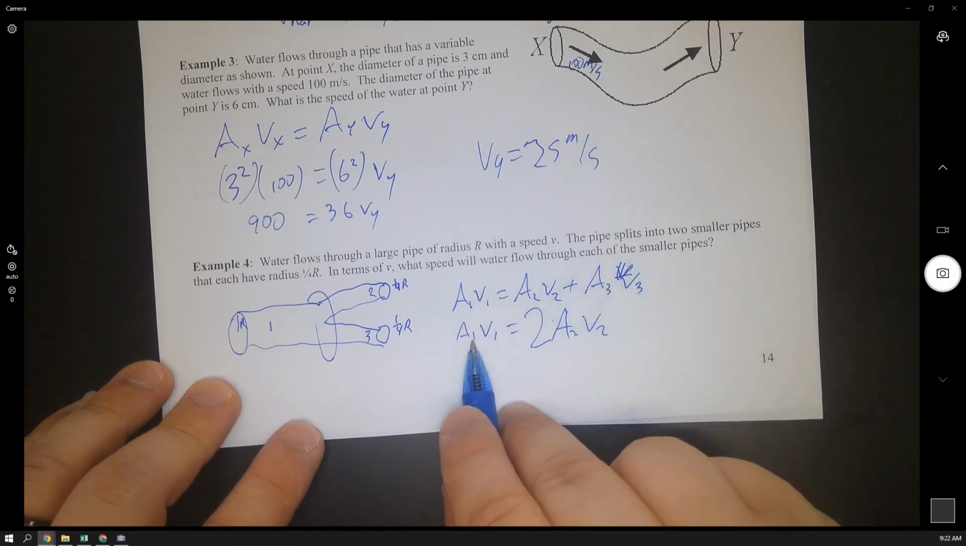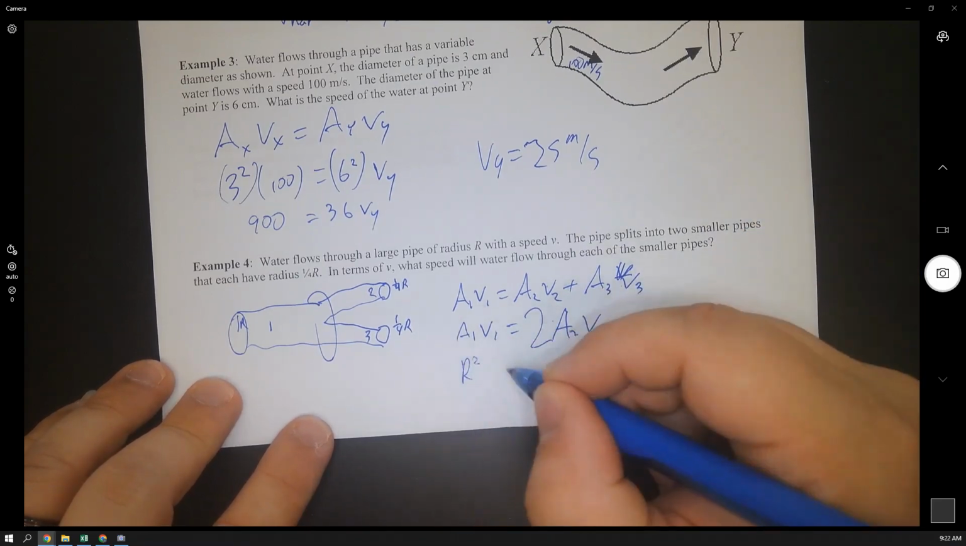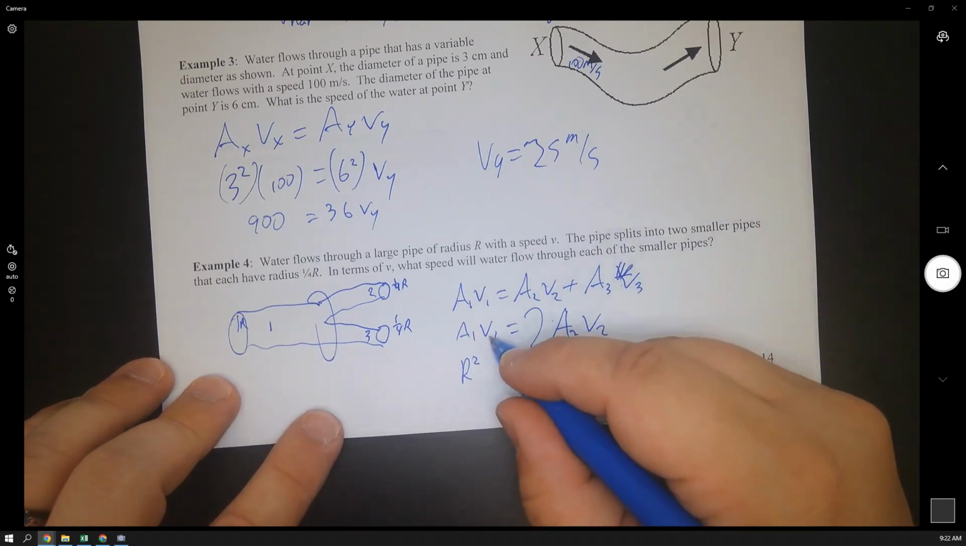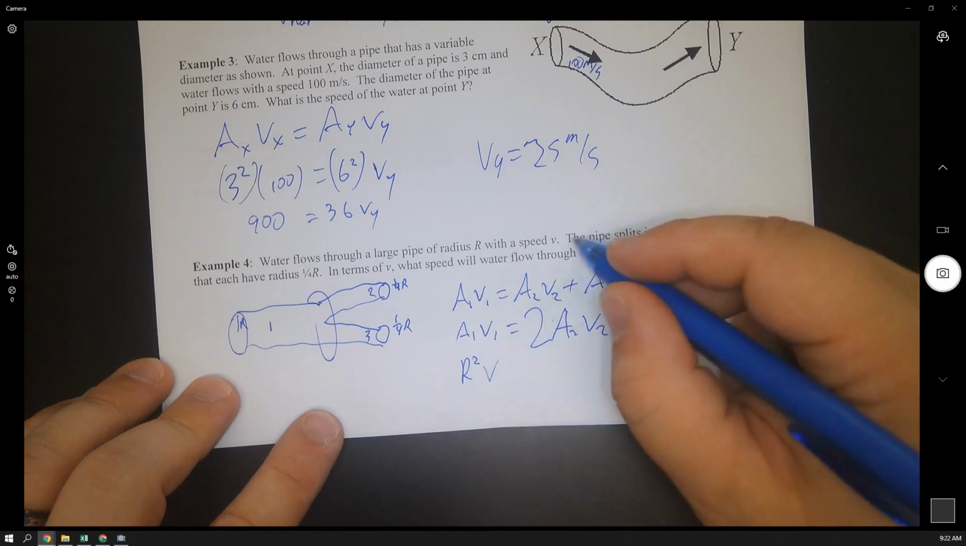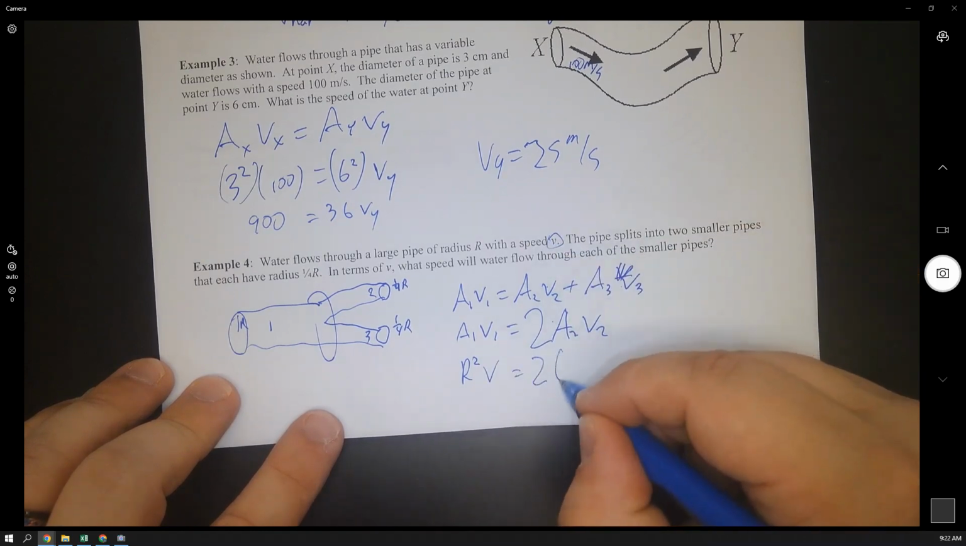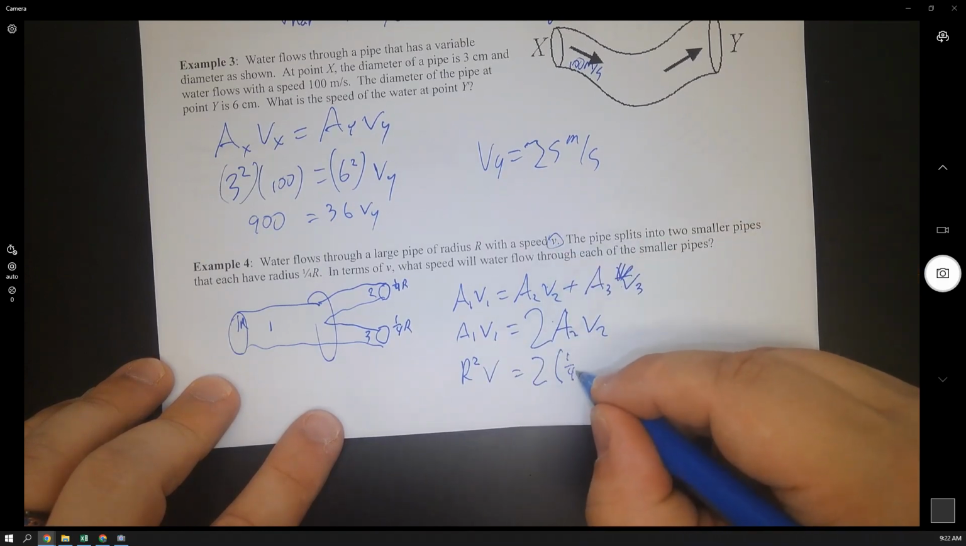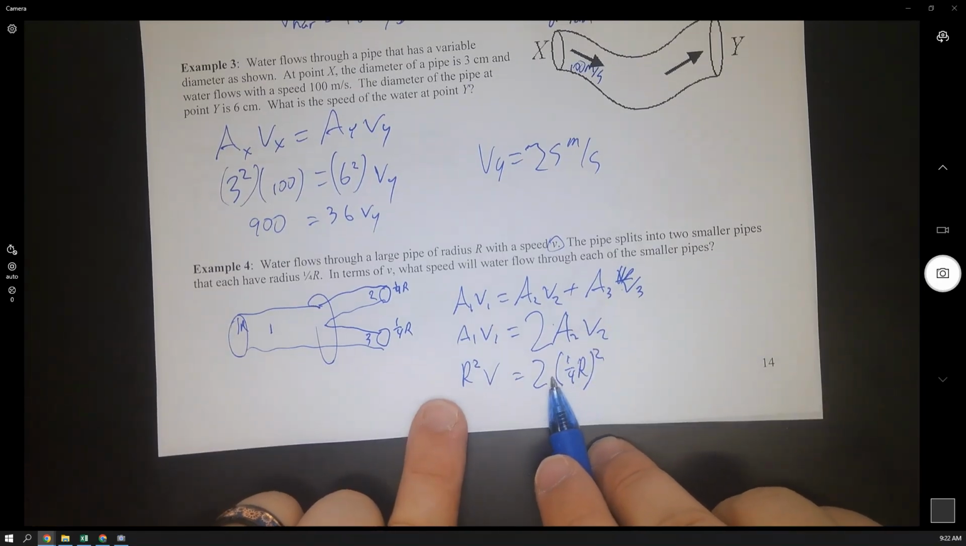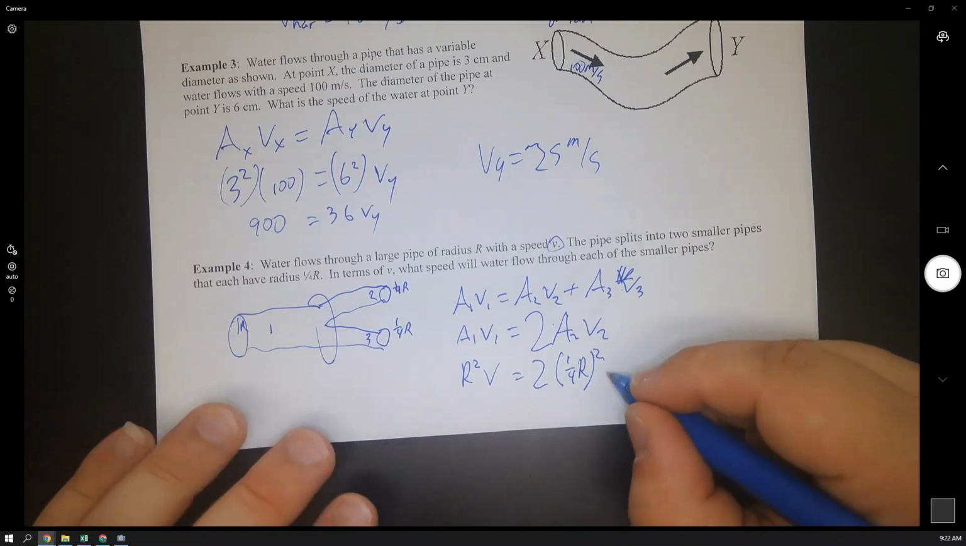Now, what am I going to put in for area? Radius squared. What about pi r squared? No, not pi, because it's going to cancel out anyway. Okay, V1 is just called V. This is 2. This is going to be 1/4 of r all squared. If I had pi, it would cancel out, so I'm not going to put the pi to waste my time.